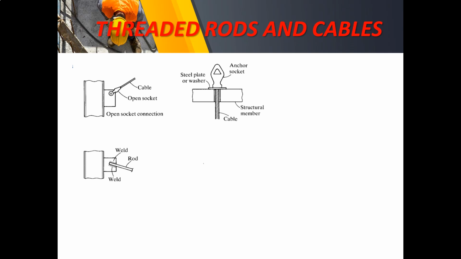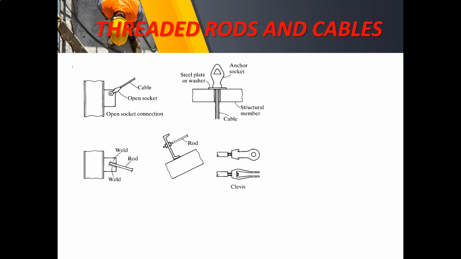So another configuration is wherein the rod is directly welded to a certain plate, and a rod that is connected to a purlin. So this is what we call sagrods. It serves as a bracing system on the purlins of your roof system. It's normally threaded, or if not, it is welded to the purlins.